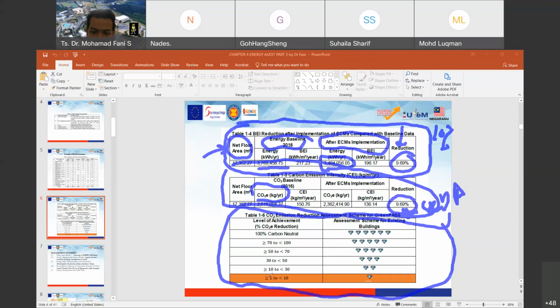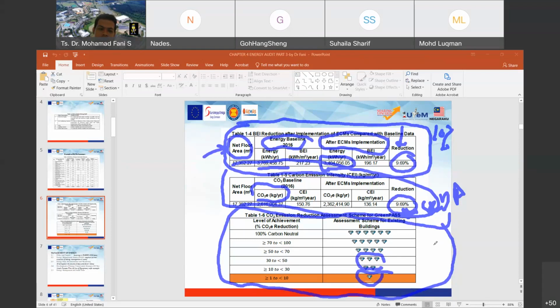If it is something like 9.69, from 1 to 10% can get one diamond only. If you try to get two or more, try to propose many more kinds of ECM or high impact ECM so that you can reduce more energy and get more CO2 equivalent reduction over here. At least you can get a diamond.